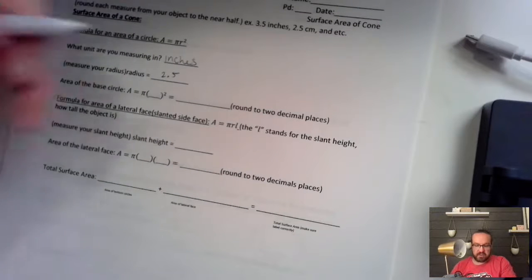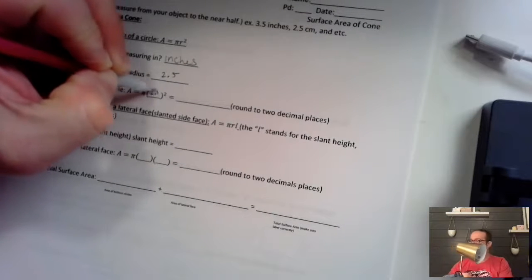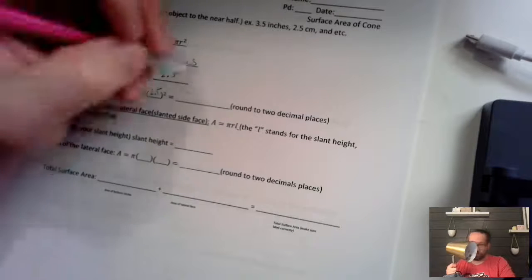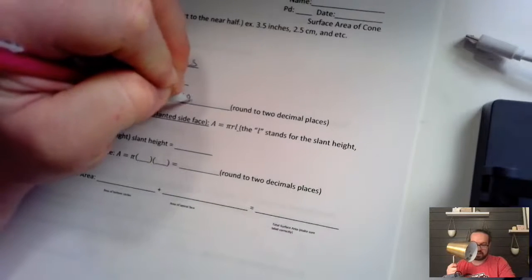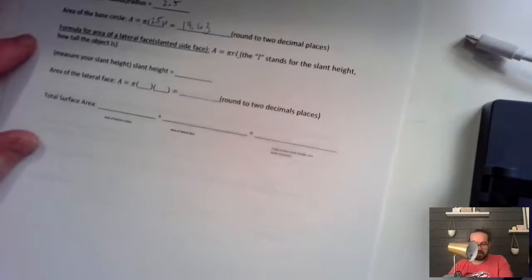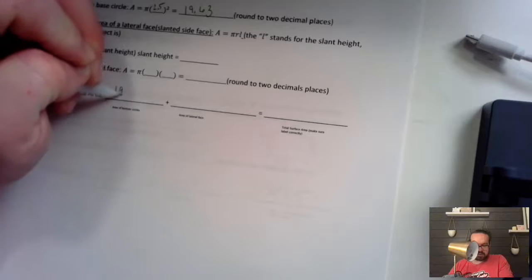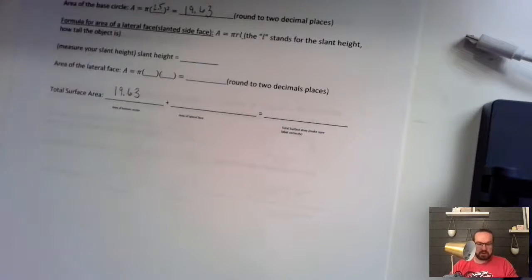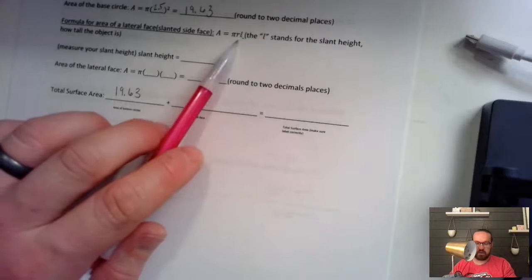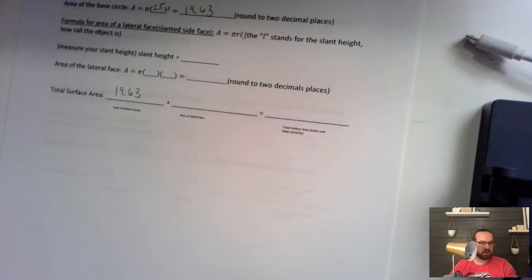Alright, so for finding the area of just the bottom of this circle, we know it's pi r squared. Again, as always, feel free to use 3.14 for this. This is where those 2 decimal places matter, it's 19.625, so just 19.63. Alright, so this is the formula for the area of a lateral face, or the slanted side face, right? So we're going to use this formula, pi times the radius times L. Again, L stands for that slant height, how tall this object is.